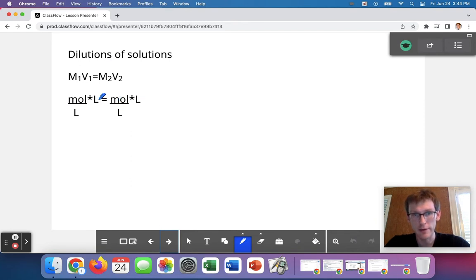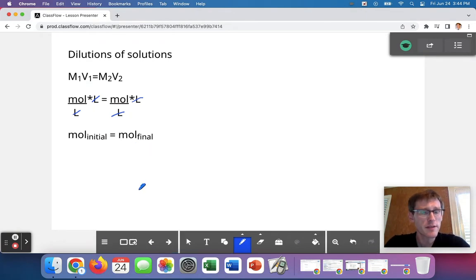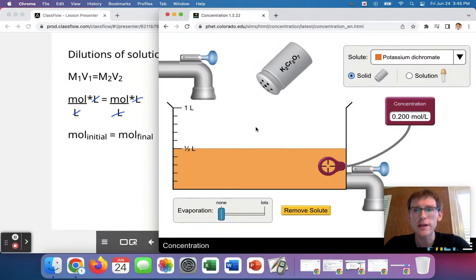liter times liter on the other side, what we find is that the liters cancel. And really what we're left with is that the initial number of moles that you have in a solution are equal to the moles that you have at the end, which should probably make some sense because, well, let's look at the simulation. Currently, we have some potassium dichromate in solution, and the concentration is 0.200 moles per liter.